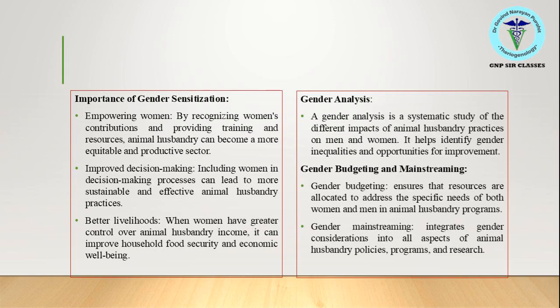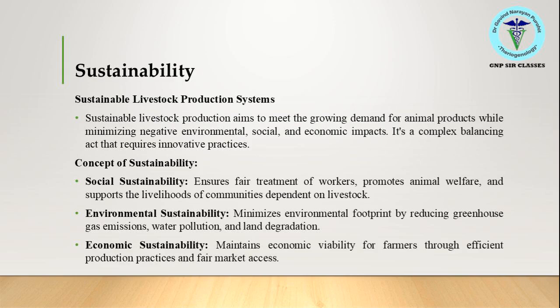Gender budgeting and mainstreaming. Gender budgeting ensures that resources are allocated to address the specific needs of both women and men in animal husbandry programs. Gender mainstreaming integrates gender considerations into all aspects of animal husbandry policies, programs, and research. Sustainable livestock production systems. Sustainable livestock production aims to meet the growing demand for animal products while minimizing negative environmental, social, and economic impacts. It's a complex balancing act that requires innovative practices.